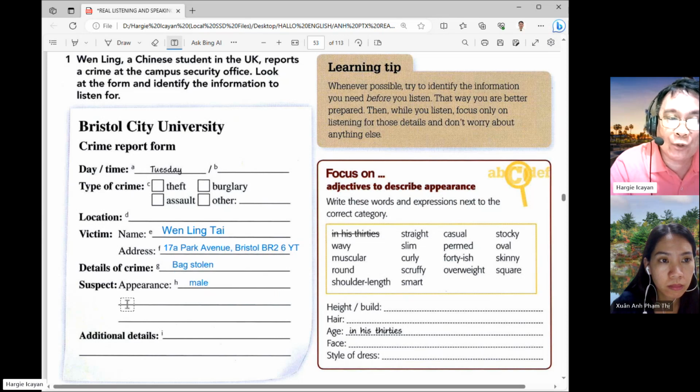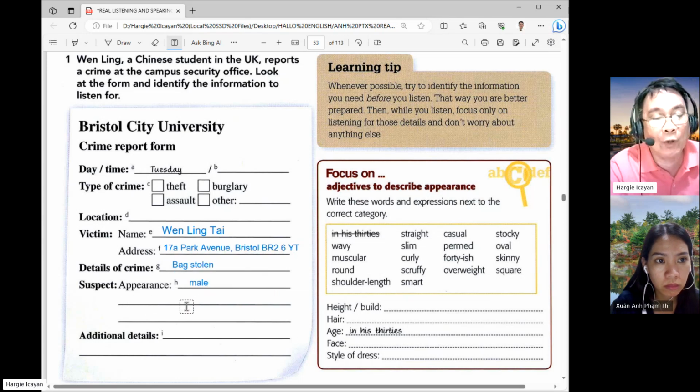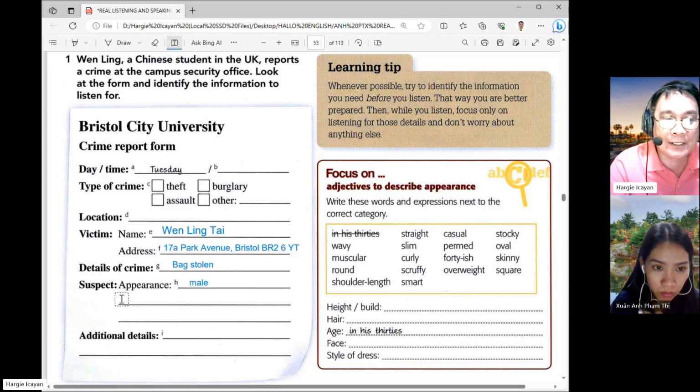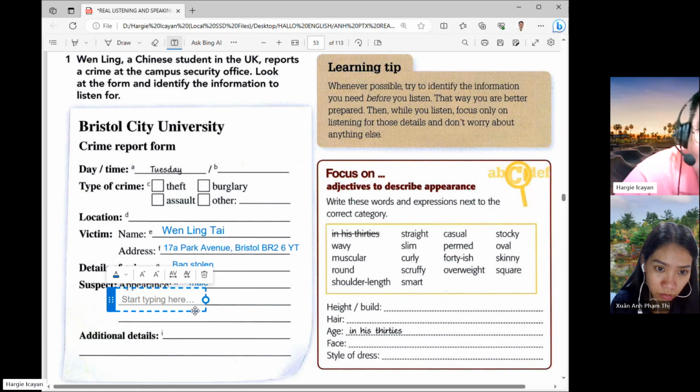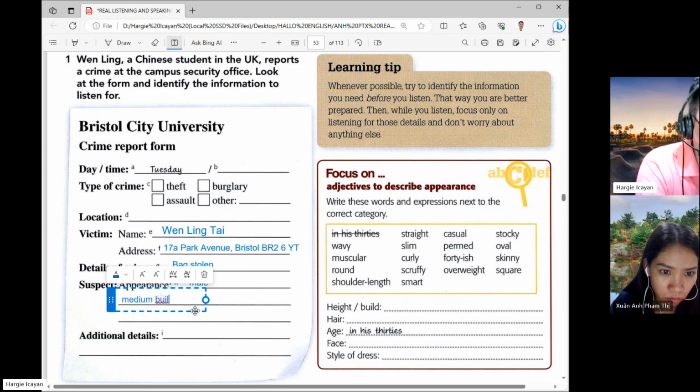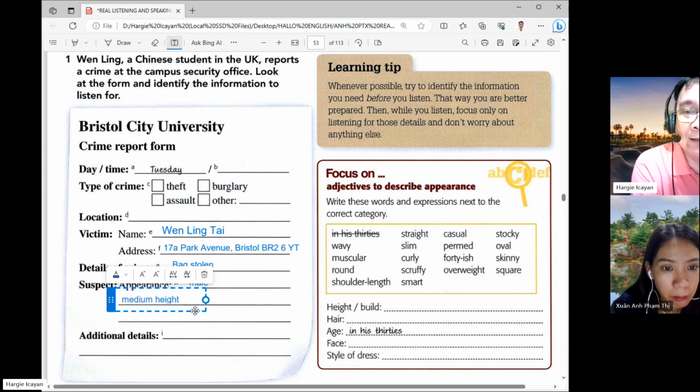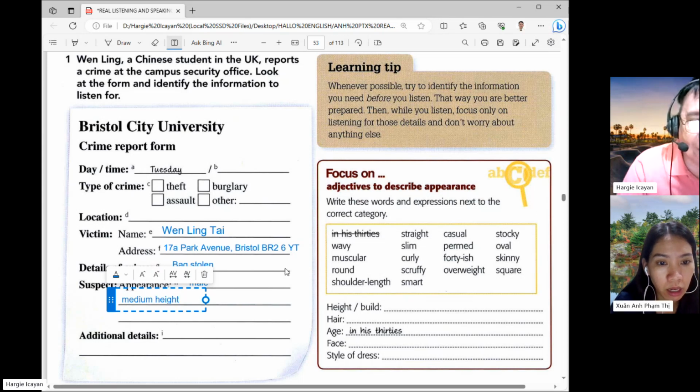We should also inform the police officer of the appearance of that particular person. So according to Wen Ling, it's medium built. Is that mentioned? Medium height. Okay. Yeah, medium height. Okay, let's continue. Let's try to hear it again.